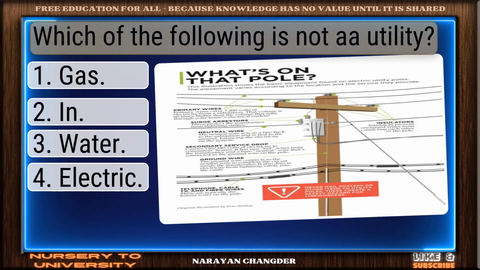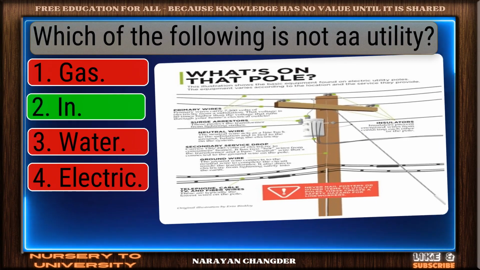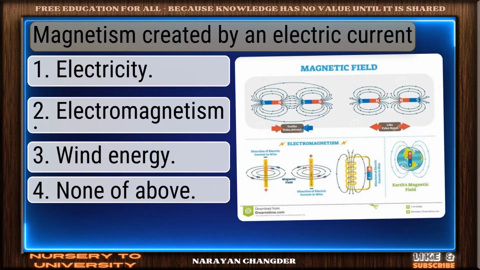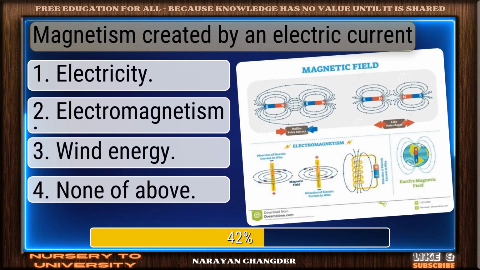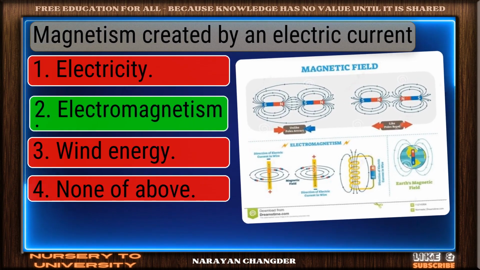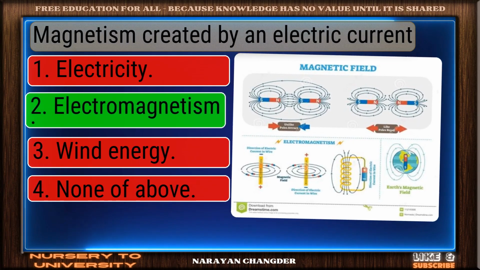Which of the following is not a utility? Valid point. It is true. Magnetism created by an electric current. You chose electromagnetism, and it is correct.